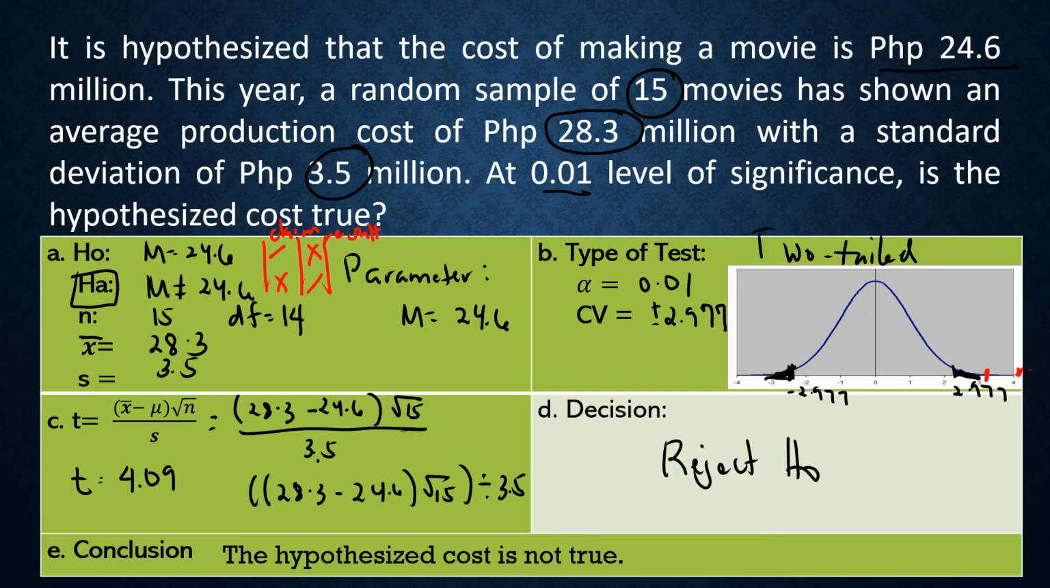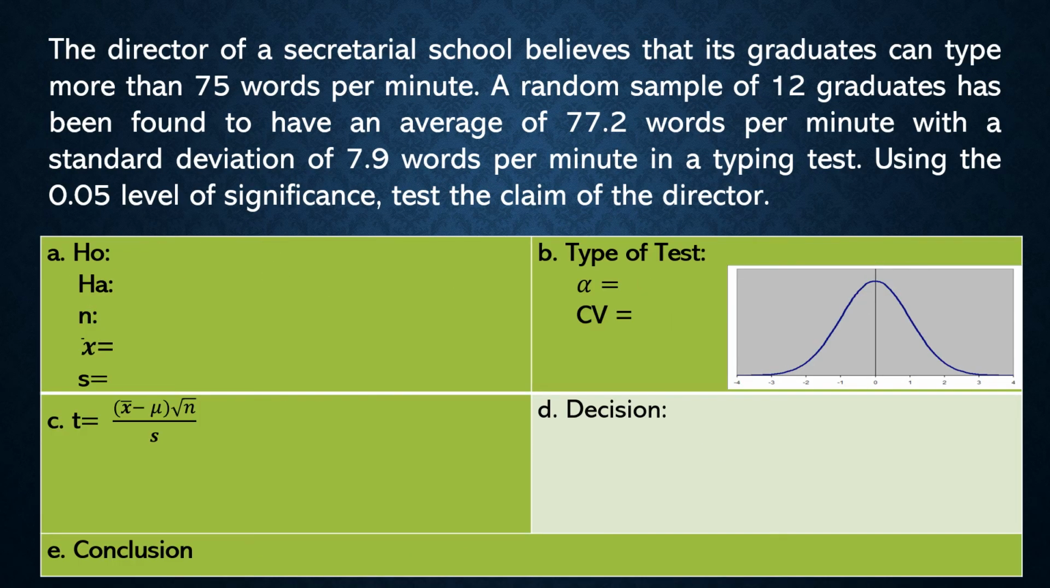Let's try another example. The director of a secretarial school believes that its graduates can type more than 75 words per minute. A random sample of 12 graduates has been found to have an average of 77.2 words per minute with a standard deviation of 7.9 words per minute in a typing test. Using the 0.05 level of significance, test the claim of the director.